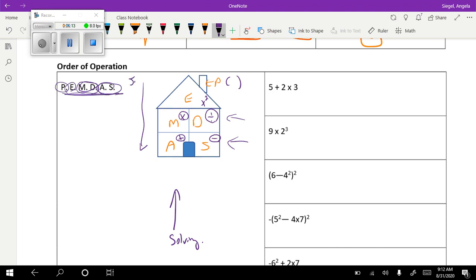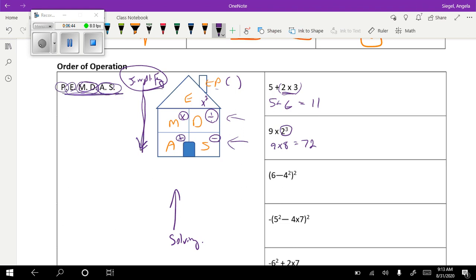We're going to talk about that later, but just think about this right now. We're going to be simplifying, so we're going to work from the bottom down. So for instance, I don't have any parentheses or exponents, but I do have multiplication and division. So I'm going to do that first before I do anything else. So 5 plus 6 is 11. Here I have exponents, so that's going to come before multiplication.